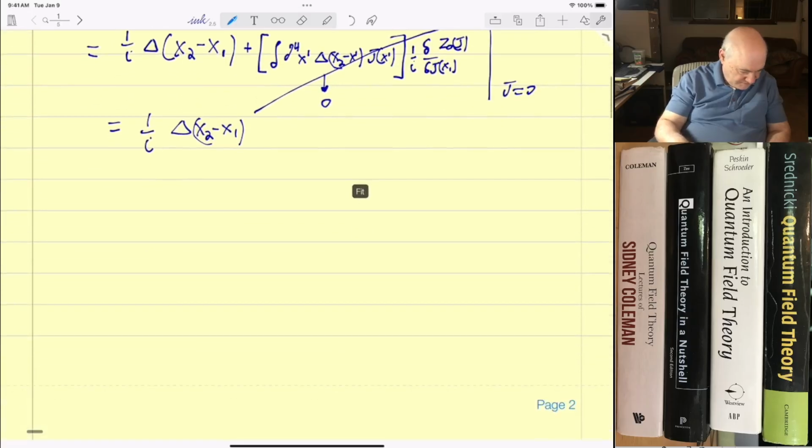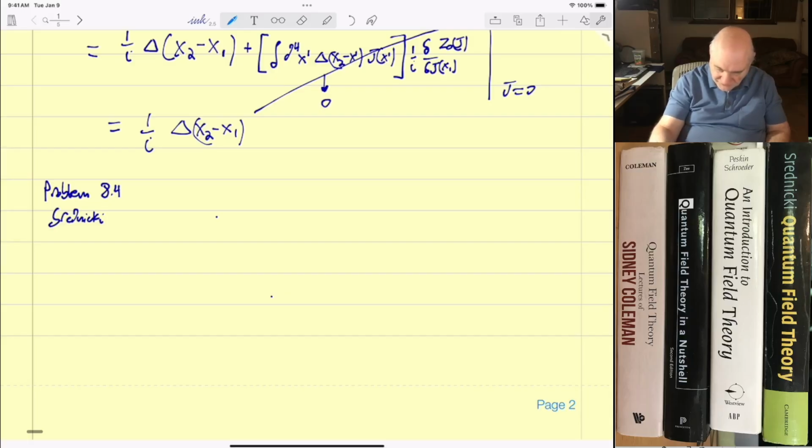Okay. So now problem 8.4 in Sugnicki basically says let's do the same thing, except just do it by substituting in field operators and everything, because we're doing the free field, so we're only working with free fields.